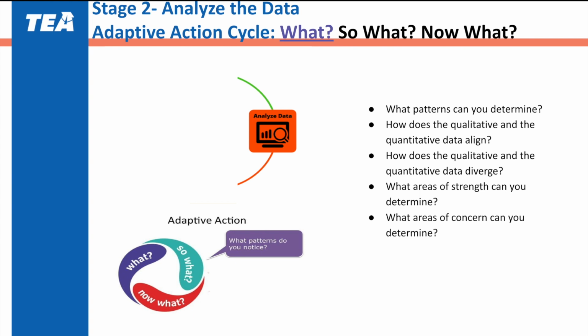When you move to stage 2 of the assessment instructional cycle, you're also moving into the second part of the adaptive action cycle. So what? Some good questions that you may want to consider are: what patterns can you determine? How are the qualitative and quantitative data the same? How are they different? How do they align? You also want to identify strengths and weaknesses.